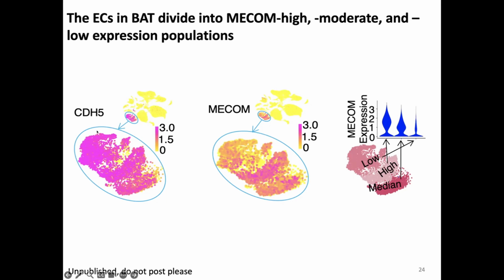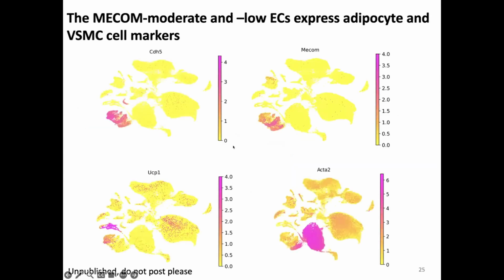If you look at the expression of the endothelial marker gene CDH5, this marker gene expression appears to be highly uniform across the different endothelial cells. Whereas for MECON, you can see there are three major groups of endothelial cells, including a group with high expression of MECON, a group with medium expression of MECON and a group with the lowest expression of MECON. This figure further shows that the subpopulation with the lowest expression of MECON starts to express the adipocyte marker UCP1.